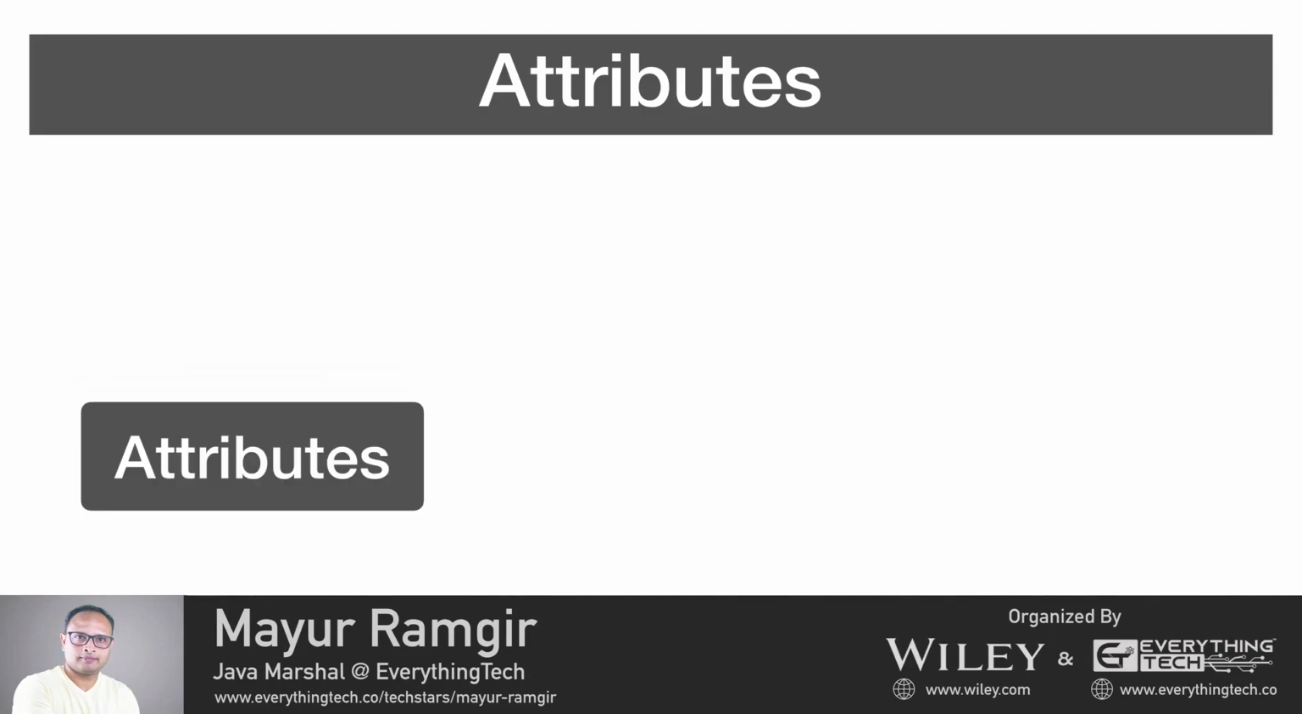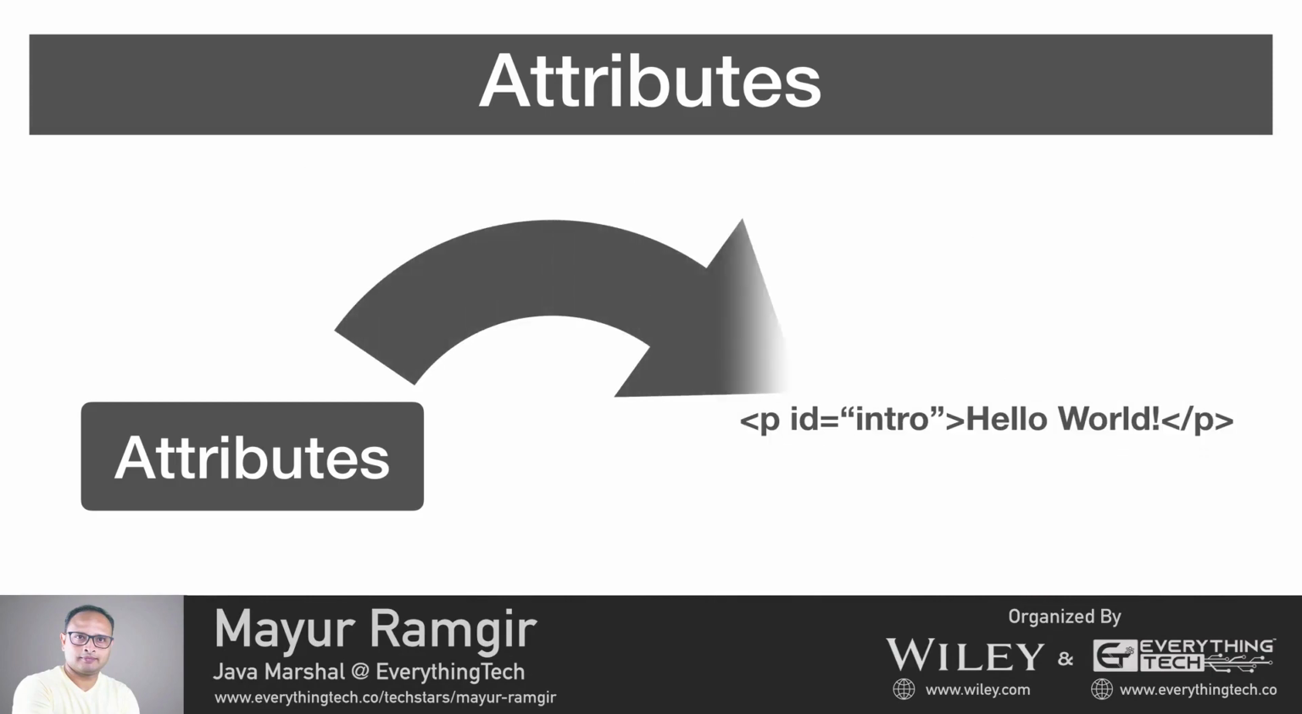Now you may be wondering, what are attributes? Let's try to answer that here. Attributes are used to define additional properties or characteristics of the elements. In this case, the ID of the P element. Attributes can also be like height, width, etc.